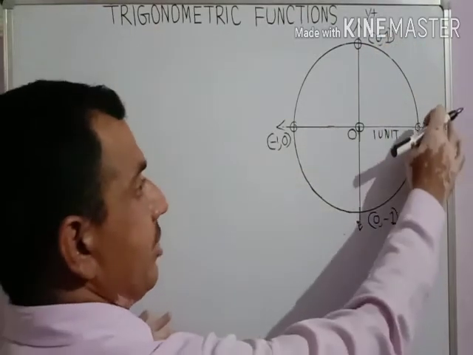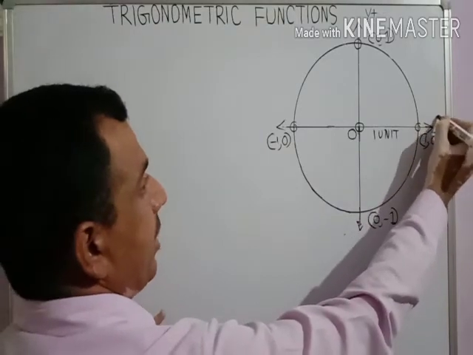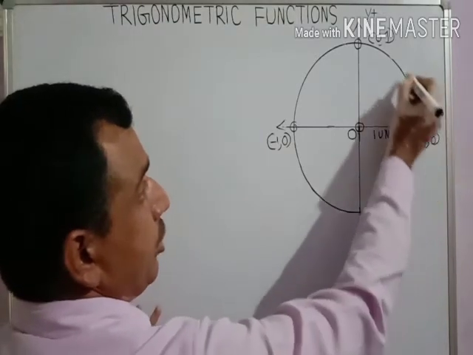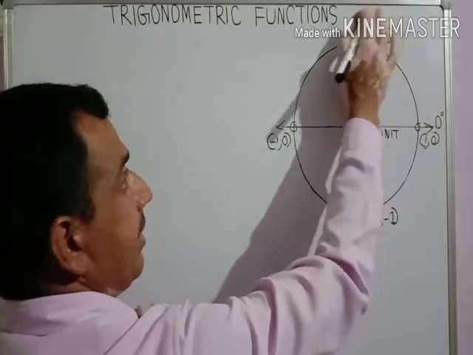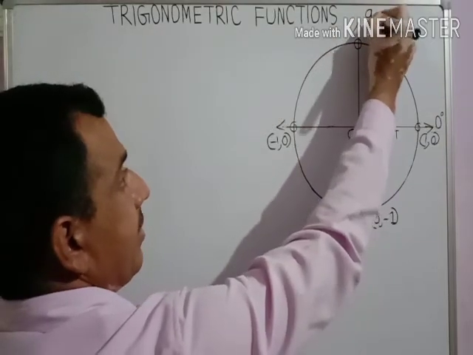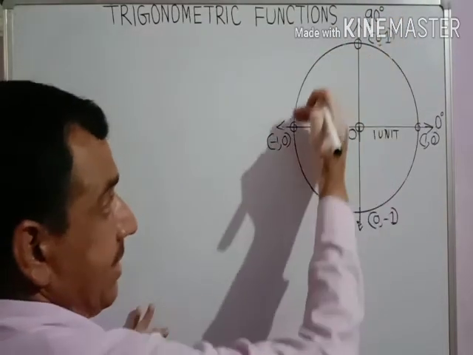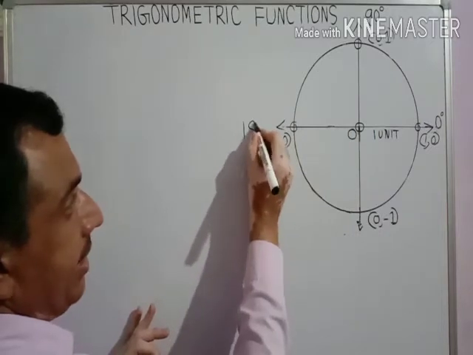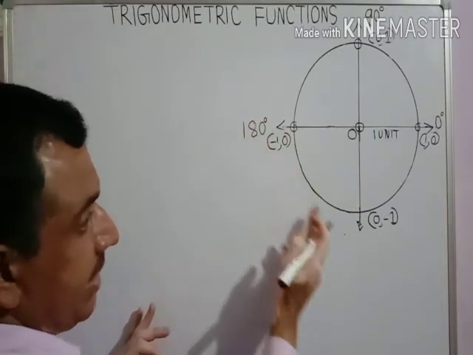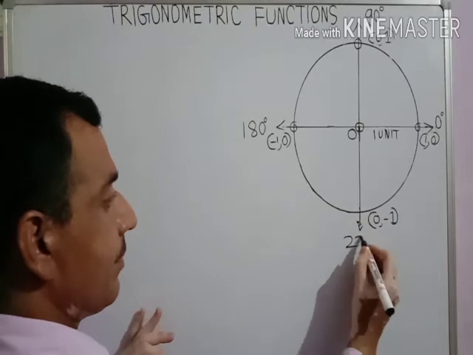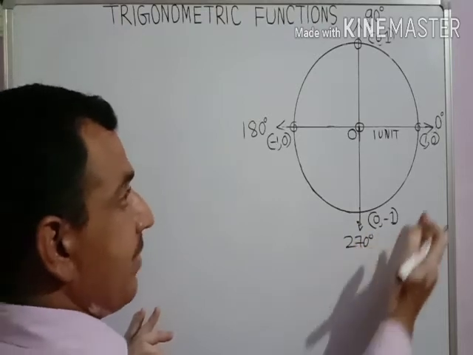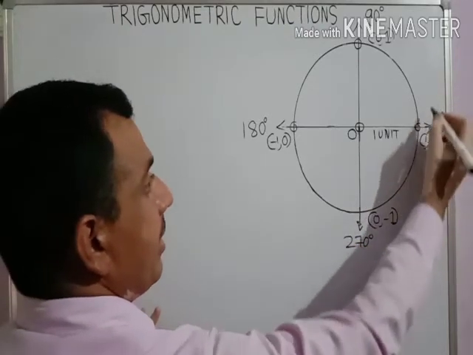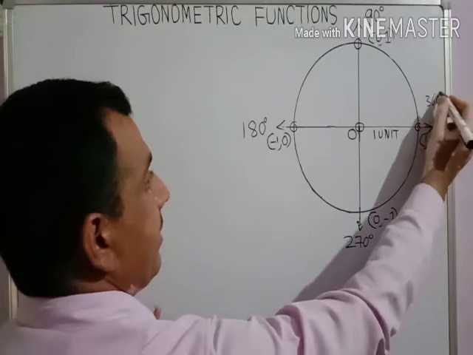Here theta at this point is 0 degree. 0 plus 90, here theta is 90 degree. 90 plus 90, here it is 180 degree. 180 plus 90, it is 270 degree. And 270 plus 90, then it is 360 degree.